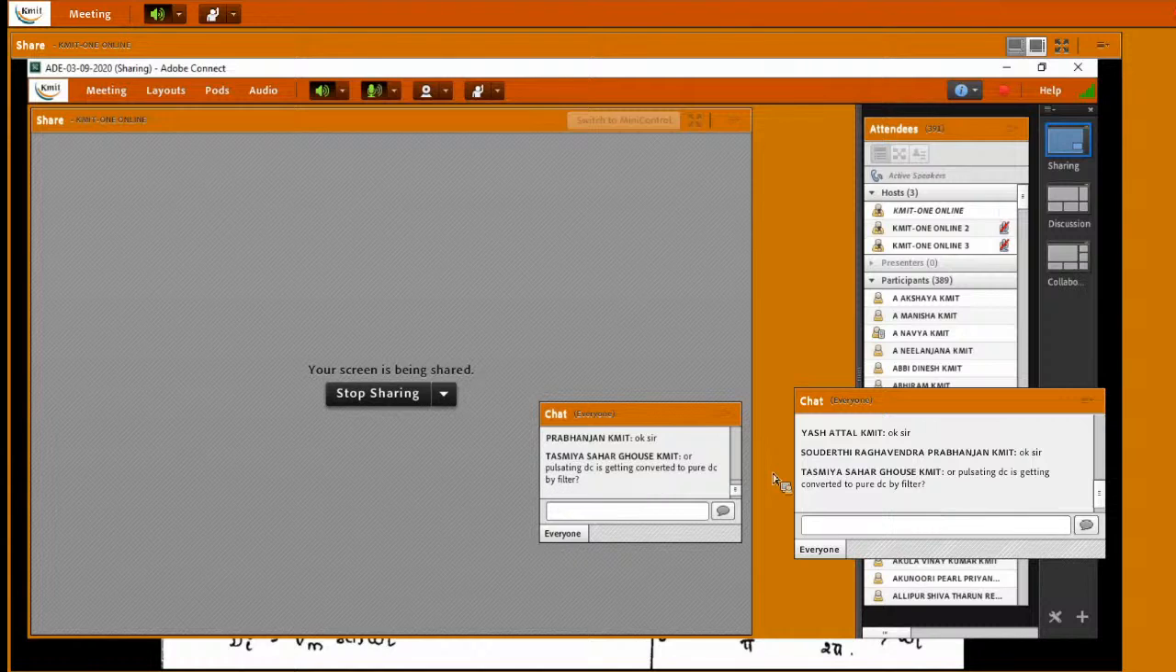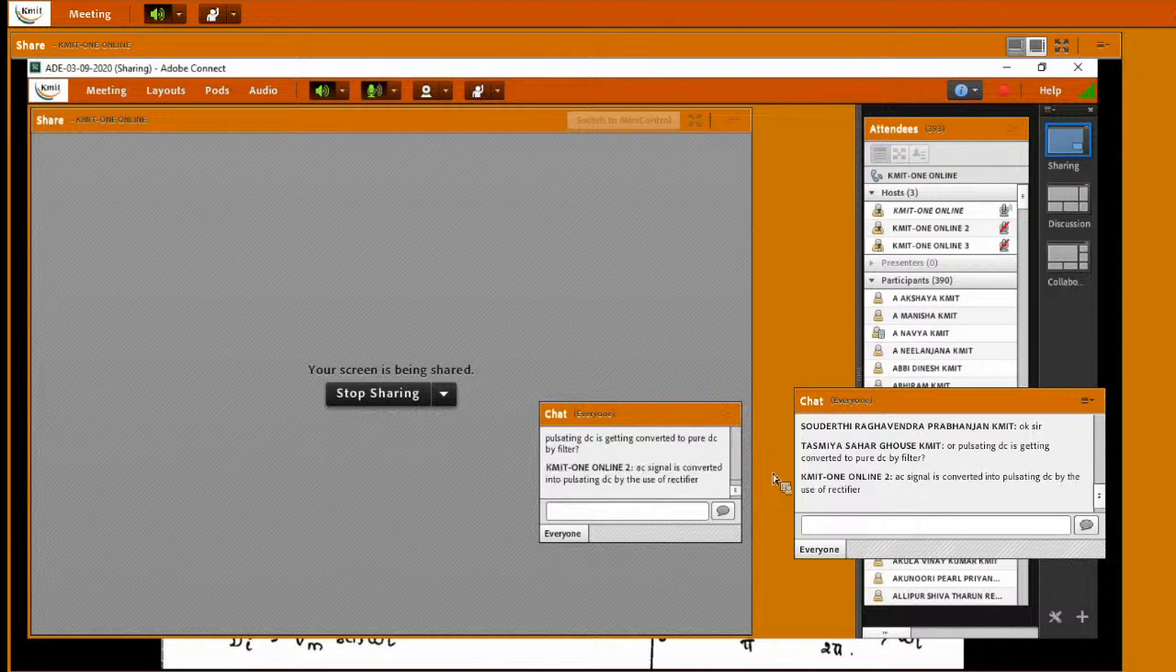Yes, pulsating DC is converted to pure DC by the filter only. There are different filter circuits: inductor filters, capacitor filters, LC inductor-capacitor filters, and tank filters. I think in BEE you have studied these different types of filters also. Even so, no problem, it is in our topic. It is a rectifier with filter and without filter. When we cover the filter, I will explain in detail the importance of filters and how they produce the purest form of DC.